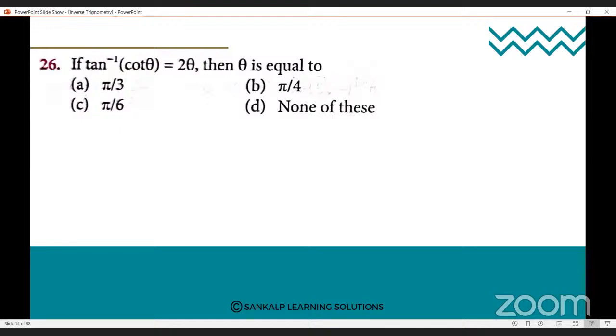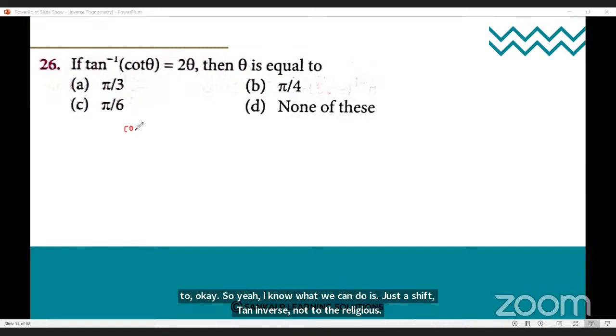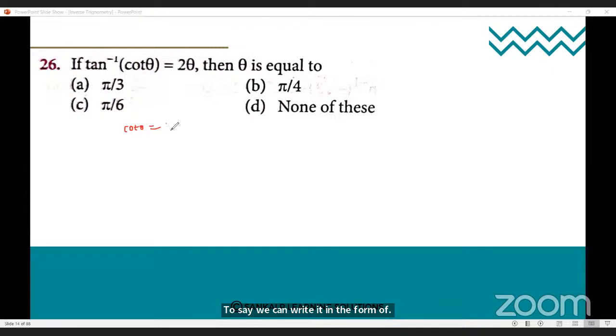Next, tan inverse of cot theta is equal to 2 theta, then theta is equal to. We need to calculate the value of theta when tan inverse of cot theta is equal to 2 theta. Here we can just shift tan inverse to the other side. So we can write it as cot theta is equal to tan 2 theta.